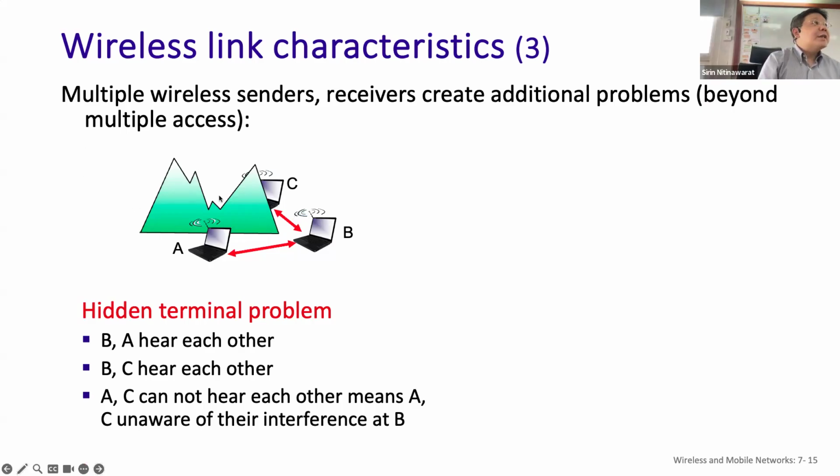Because there's an obstruction going on, neither can C hear A's signal or vice versa, right? But in terms of B and C, as well as B and A, everything is fine, right? So because of this obstruction, A and C cannot hear each other. That means if they happen to communicate simultaneously, they would not have known of their interference at B, right? And that could cause problems in the network.